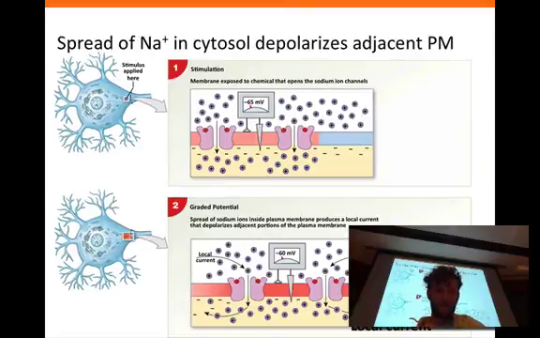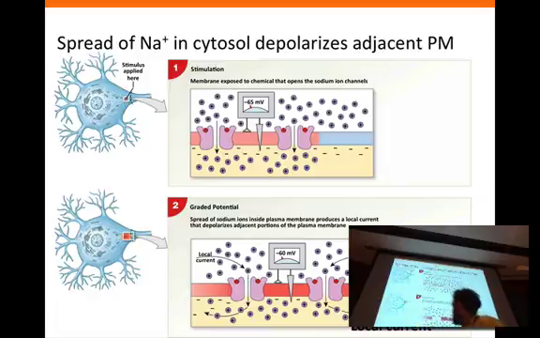All right, second step. This spreads out. We're going to get a local current. This was where the stimulus was, right in here. All this sodium starts building up here. Well, it doesn't want to just stay there. It's going to diffuse down its chemical gradient horizontally inside the cell.